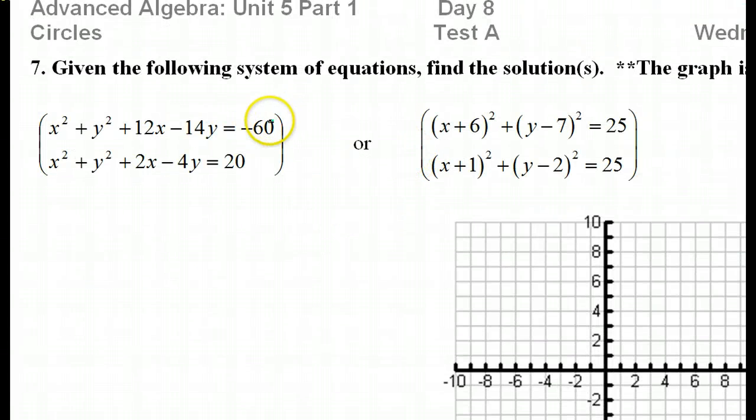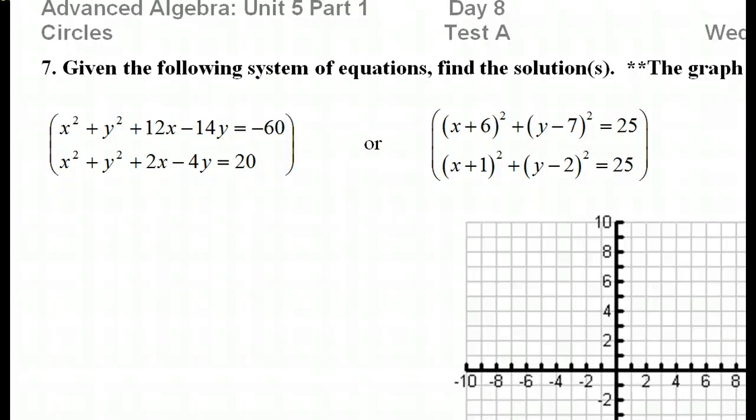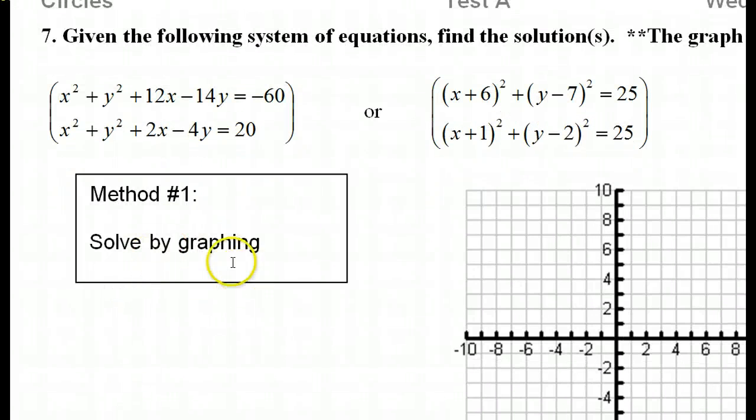Alright, number 7. You can either solve this by graphing or you can solve it algebraically. Again, I'm going to do it both ways. So first I'm going to do method number 1, solve by graphing.